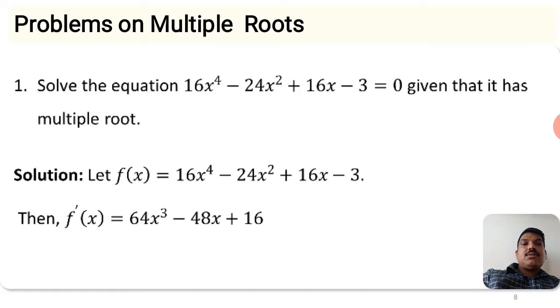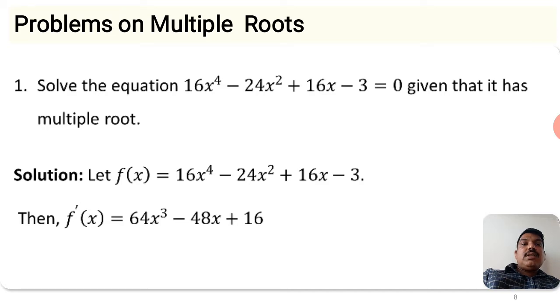Problems on multiple roots. Number 1, solve the equation 16x to the power of 4 minus 24x square plus 16x minus 3 equals 0, given that it has a multiple root. Solution: let f of x equal 16x to the power of 4 minus 24x to the power of 2 plus 16x minus 3. What is given is the equation, so we take it as small f of x. Then we have to differentiate the given equation, the first derivative.